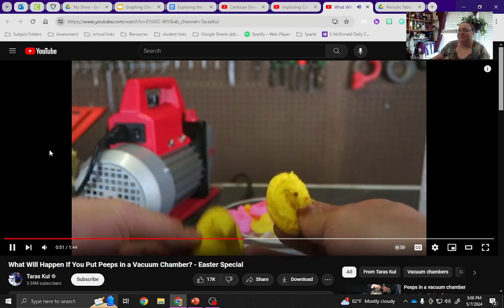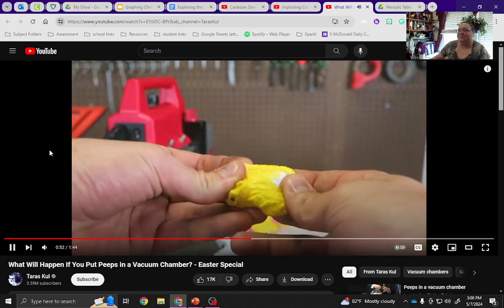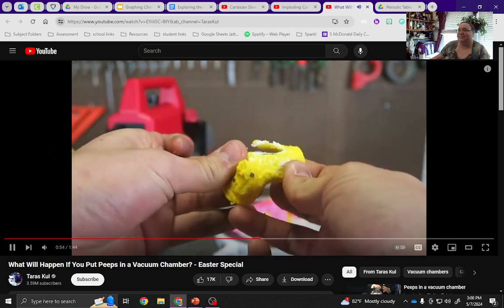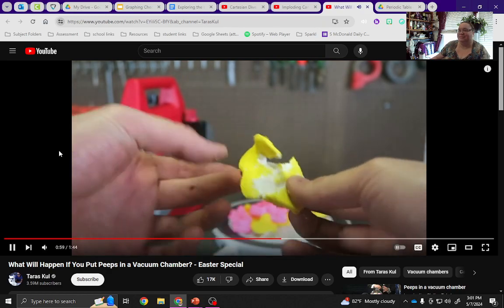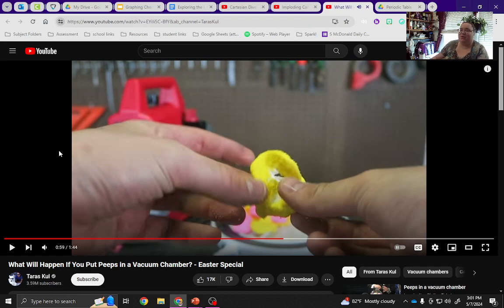Pretty crazy, huh? So if you break it apart, there's no bubbles inside of it. It's pure marshmallow. So it's kind of neat.